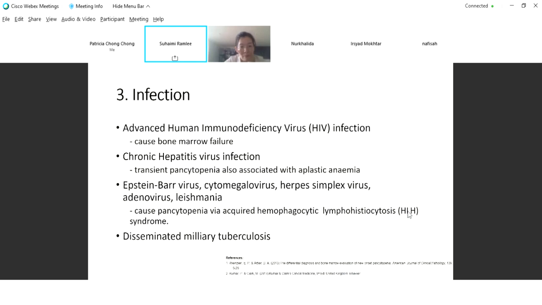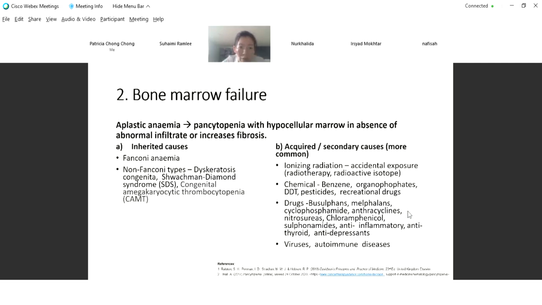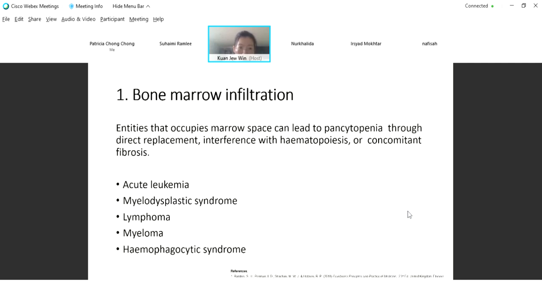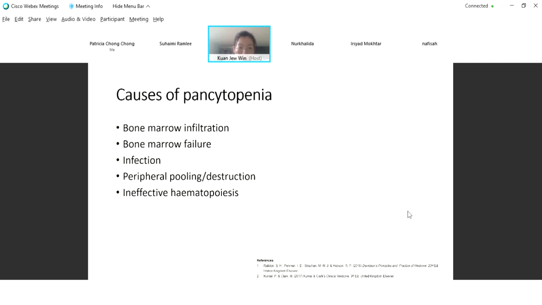So next cause of pancytopenia is infection, which can be caused by advanced human immunodeficiency virus infection, which will then cause bone marrow failure, chronic hepatitis virus infection. Suhaimi, can you go back to the previous slide? Yes. Previous slide? One more? Another? Okay, number one. Okay, next.